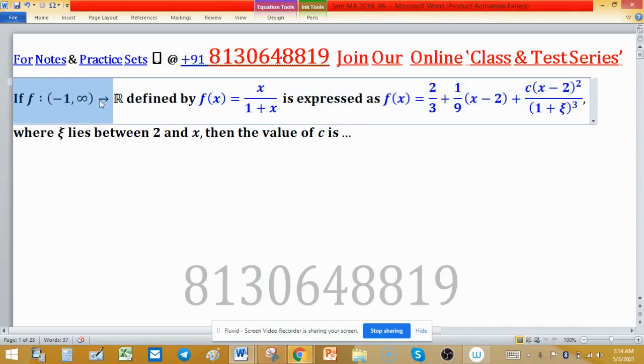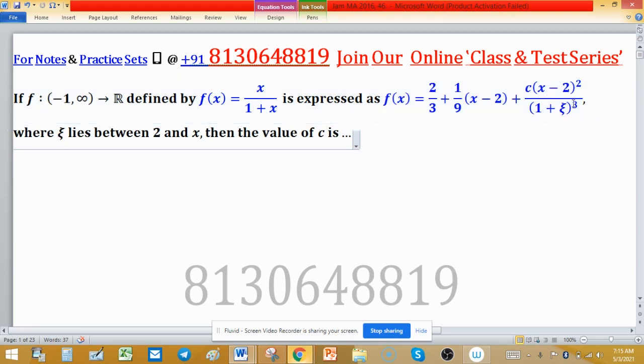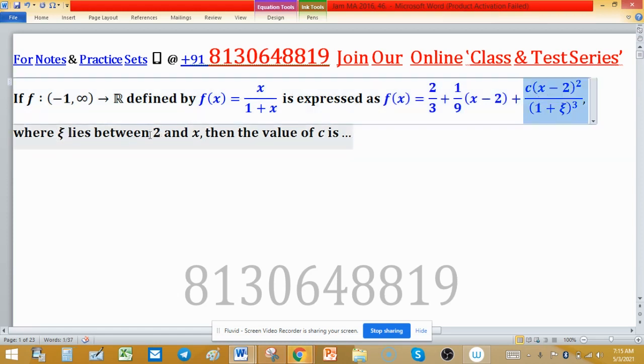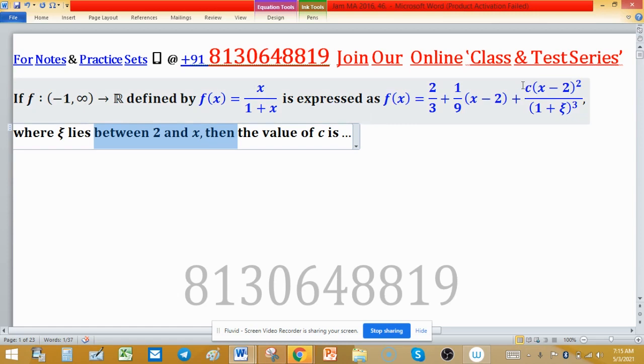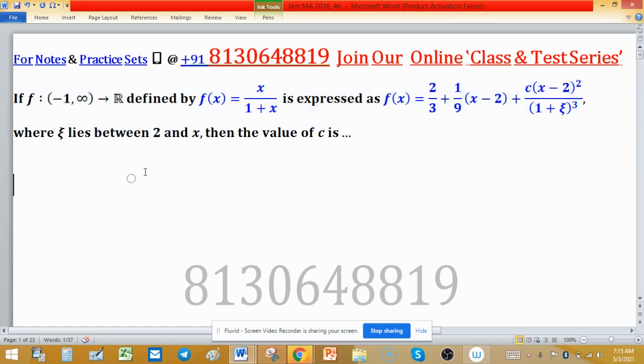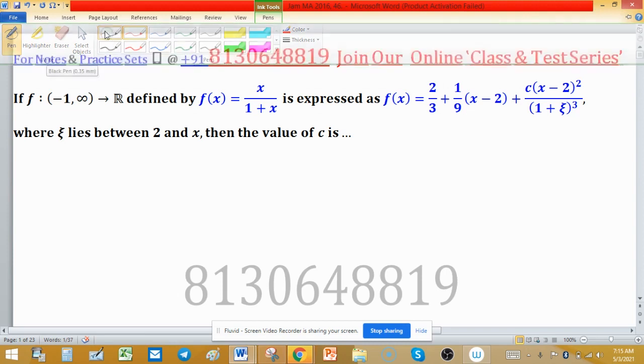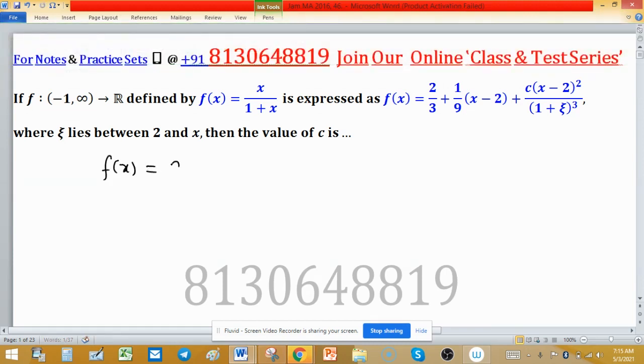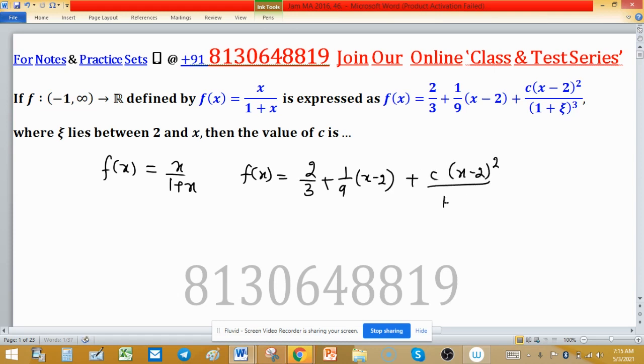Let f be a function defined on the open interval -1 to infinity to R, and the function is expressed in this format, where xi, as used in the last term, lies between 2 and x. Then we have to find the value of c, which is also used in this term. The function is given by x upon 1 plus x, and it can be expressed as 2 upon 3, plus 1 upon 9 times x minus 2, plus c times x minus 2 whole square upon 1 plus xi cube.